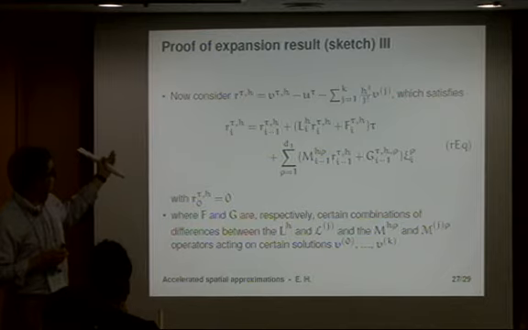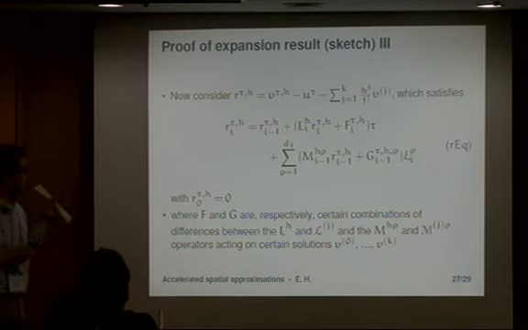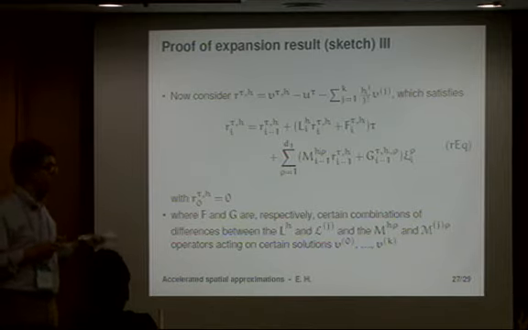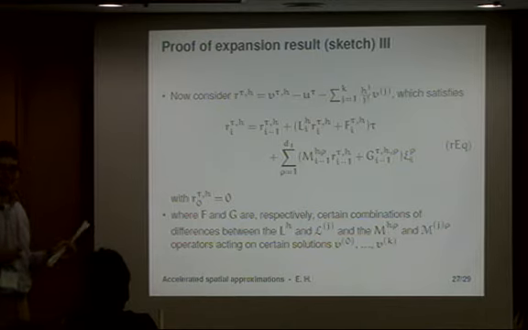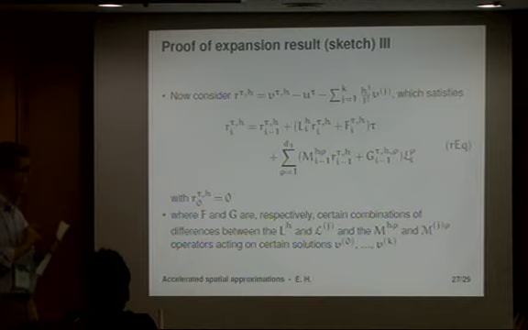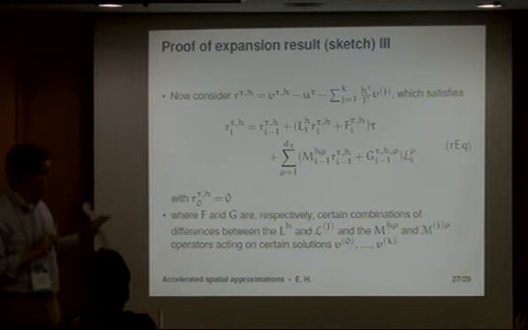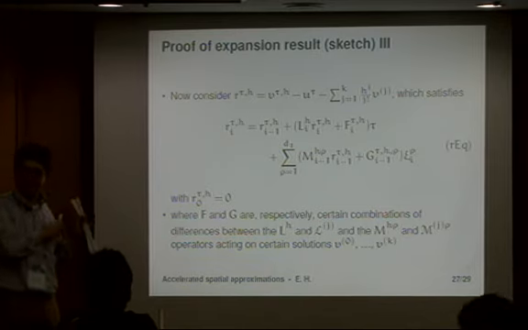Okay. And we show that such an R tau h satisfies this relation, which I call the R equation, with initial condition R tau h 0, where the F and the G are respectively, and I just say, rather than writing it out, because you've seen Ishtvan write it out, certain combinations of the differences between the Lh and the script L_j, and the Mh and the script M_j, which are operators acting on certain solutions of the time discretized scheme, as a system of time discretized equations.